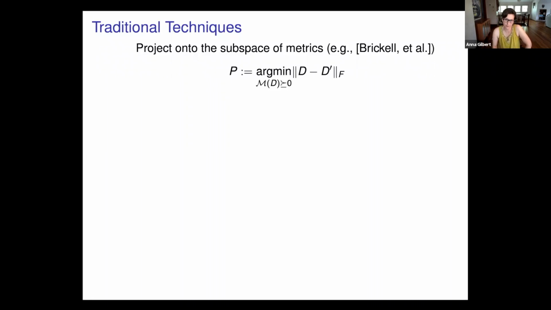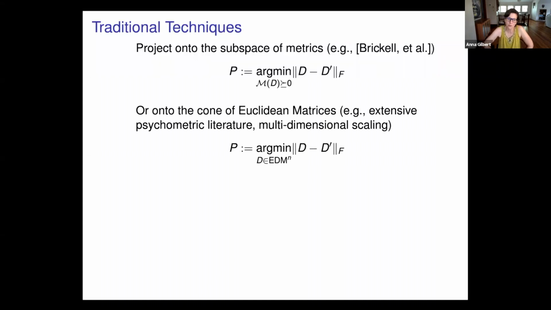You could also say, I don't really want such a generic metric. I actually want a metric that is a Euclidean one. So you could say, let me project onto the cone of Euclidean matrices, and then your objective function looks slightly different because your constraint is slightly different. And this has a long history in the psychometric literature, and it is an element in multidimensional scaling, which I think is an algorithm that dates to the 60s.